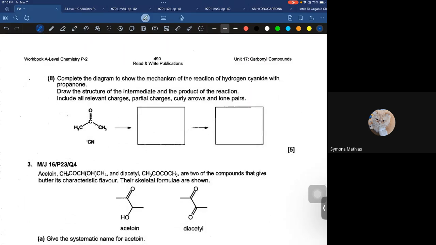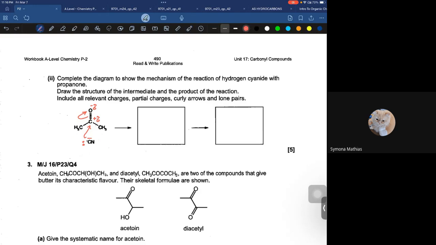Now they are saying to complete this mechanism. This is partial negative, this is partial positive. Cyanide has a lone pair of electrons, that's why it has a negative charge. It would be attacking this carbon, since you know that carbon is going to have a maximum of 4 bonds. When this cyanide is approaching this partial positive carbon, they are going to repel each other. In order to avoid repulsion, this double bond is going to be broken down, and oxygen is going to take the electrons, as you know that oxygen is a highly electronegative element.